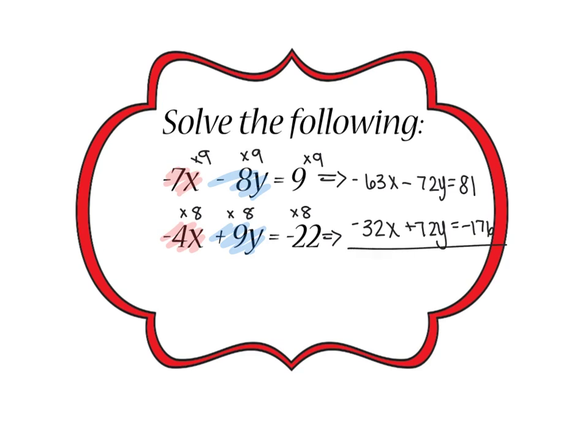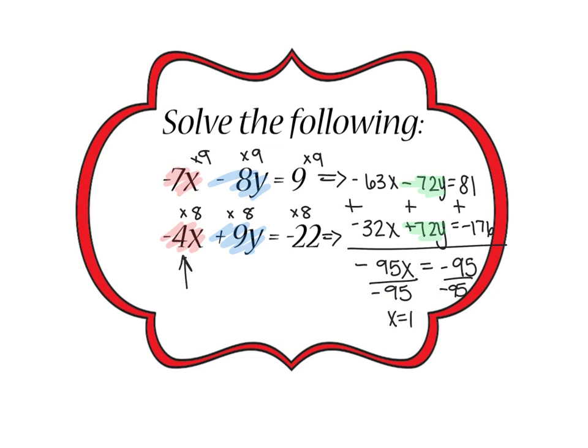Now if you look, I have this negative 72 and this positive 72, so those will cancel out. So I have negative 63x plus negative 32x, and that's negative 95x. Like I said, the y's will cancel out, and then I have 81 plus negative 176, and that is negative 95. When I divide by negative 95, x equals 1.